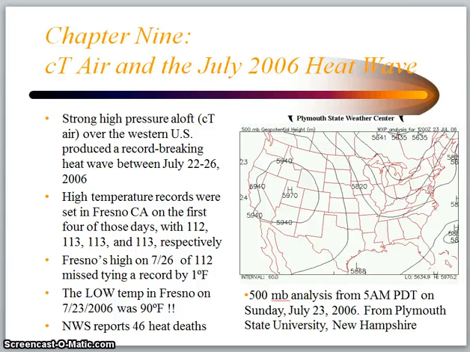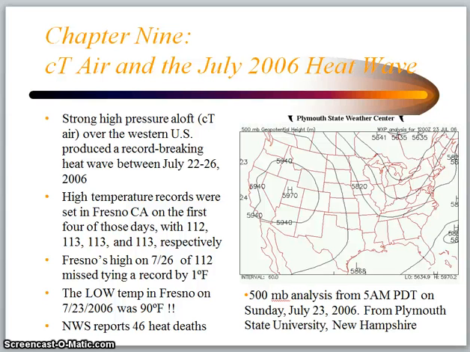On the 23rd of July, it was a Sunday, the low temperature was 90 in Fresno, which was the highest low temperature ever reported on any day in Fresno weather recorded history, if you can imagine that. So the low and high on the 23rd of July was 90 and 113.